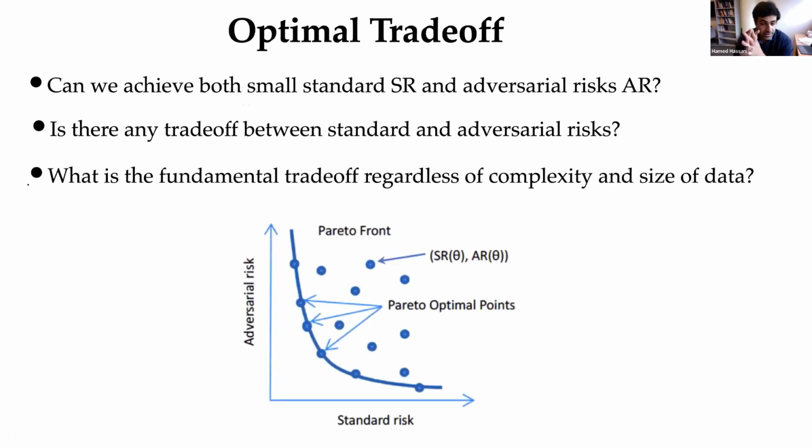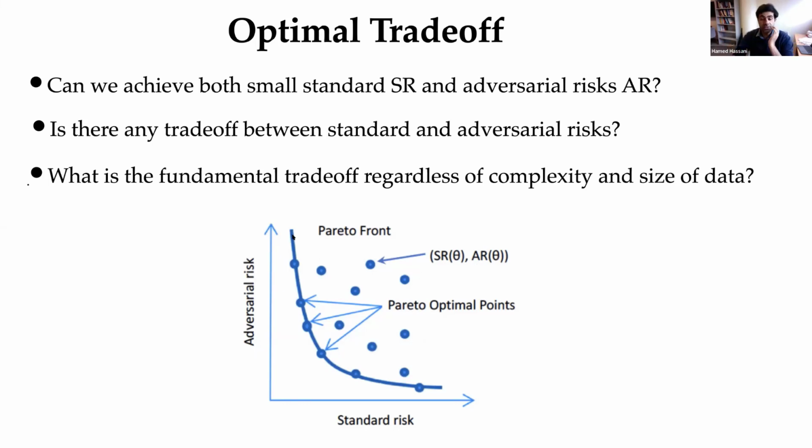Now, in order to characterize this trade-off, our approach has been the following. Let's consider the same two-dimensional plane that I mentioned, with the standard risk on the x-axis and the adversarial risk on the y-axis. For each possible model theta for this problem, you can compute the standard risk and the adversarial risk, and that gives you a pair in this two-dimensional plane. So every model gives you a point in this plane. And once you put all these points together, you arrive at a region, which we call the achievable region. This region is the region of all the achievable pairs of standard risk and adversarial risk.